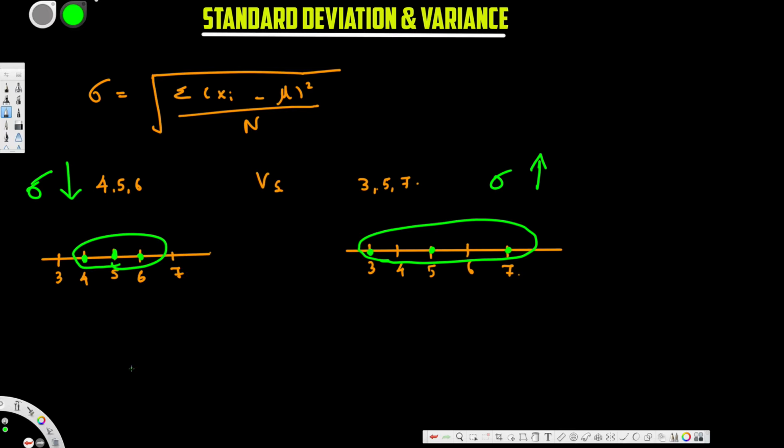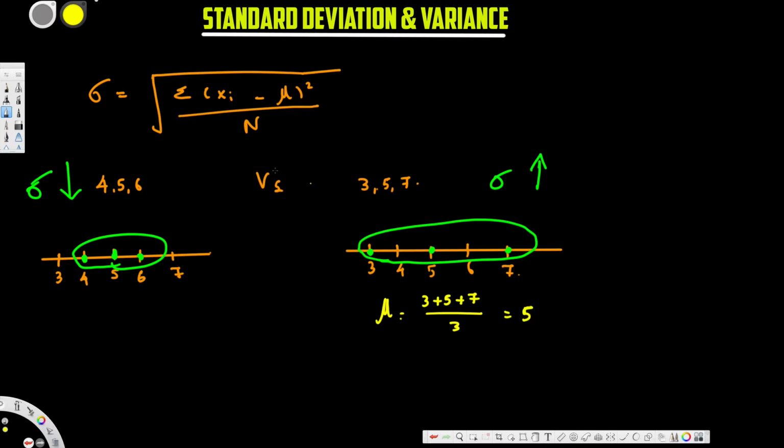Okay, now let's see how we can calculate this. Let's grab this 3, 5, 7. For 3, 5, 7, first we have to calculate the mean. For the mean we just add them together and divide by the number of values: 3 plus 5 plus 7, divided by 3. This is how we calculate the mean. Now 3 plus 5 is 8, 8 plus 7 is 15, 15 divided by 3 is 5. So 5 is the mean.